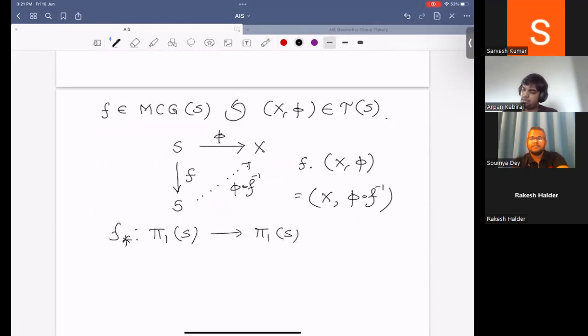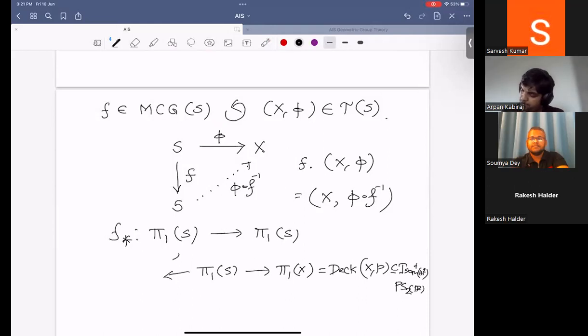So now you put this picture here. You have pi 1 of S, which goes to pi 1 of X, which is the group of deck transformations of the universal cover of X, which sits inside the isometry group of the upper half plane, which is PSL2(R). And so now you have f star here, and this gives you a rho. So now the action is rho composed with f star inverse.